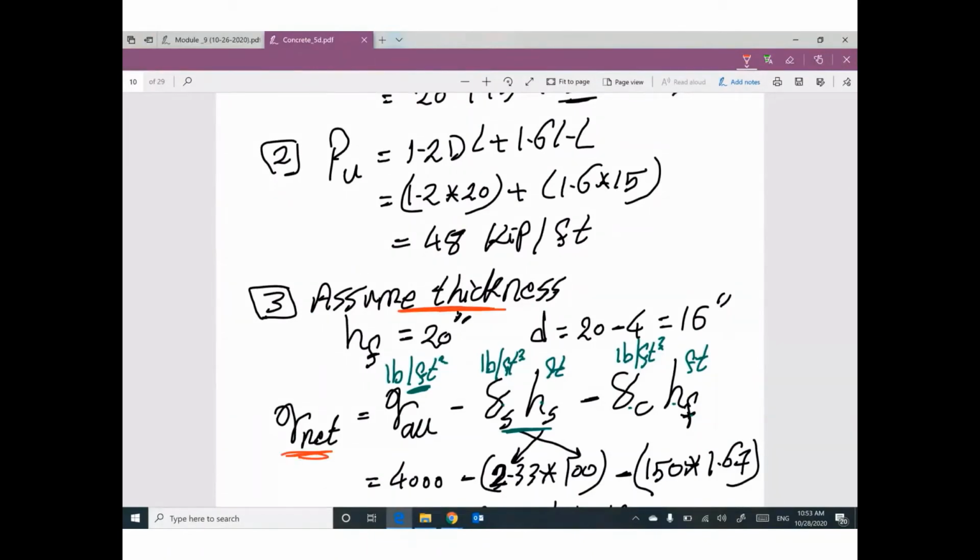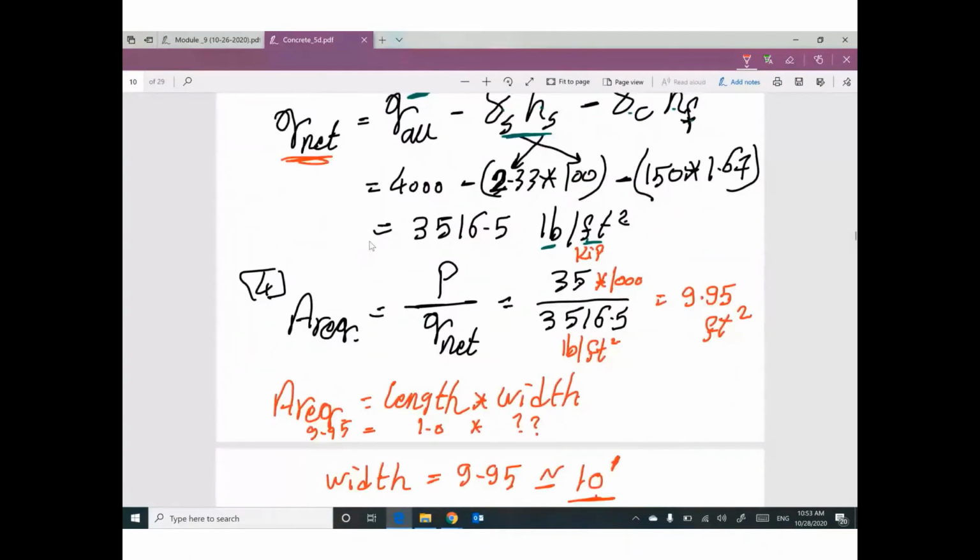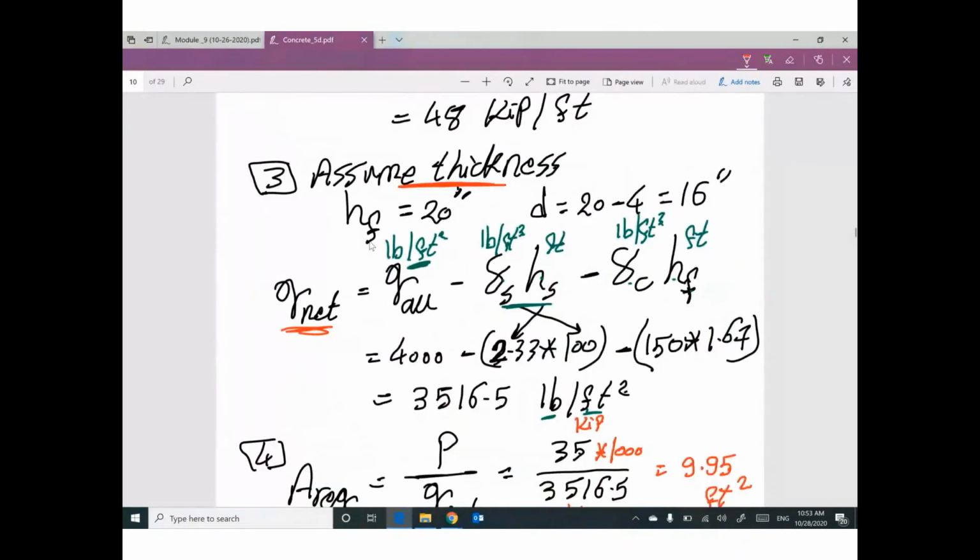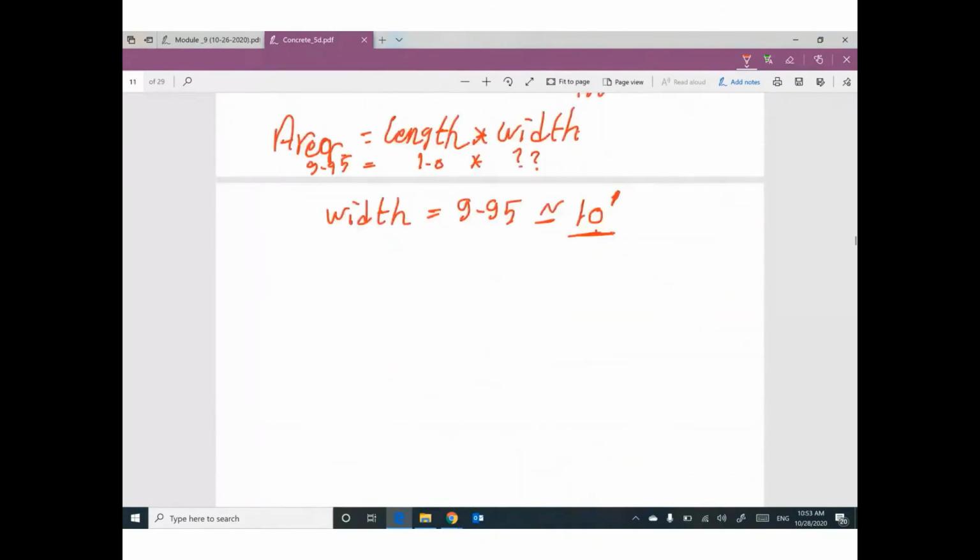We need to make a check. Do you think this depth, which is 16, which comes from your assumption of the thickness, is good? So we need to check for shear.